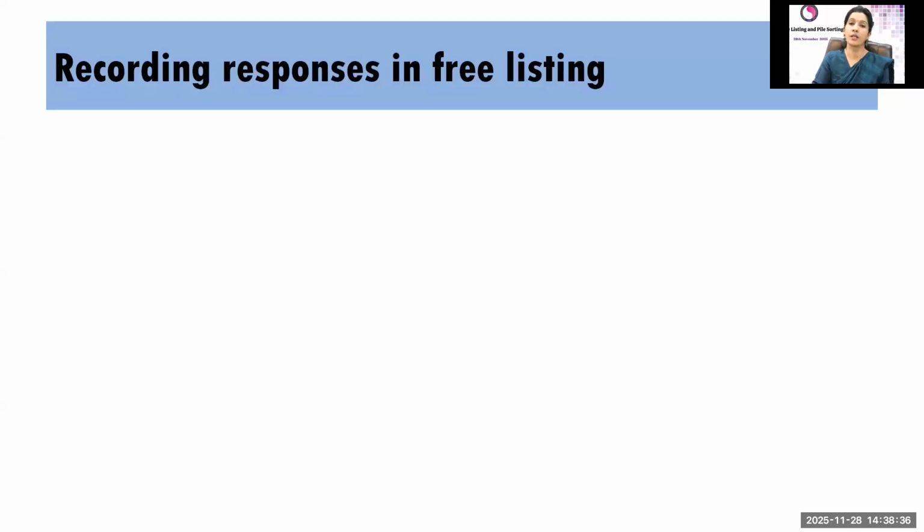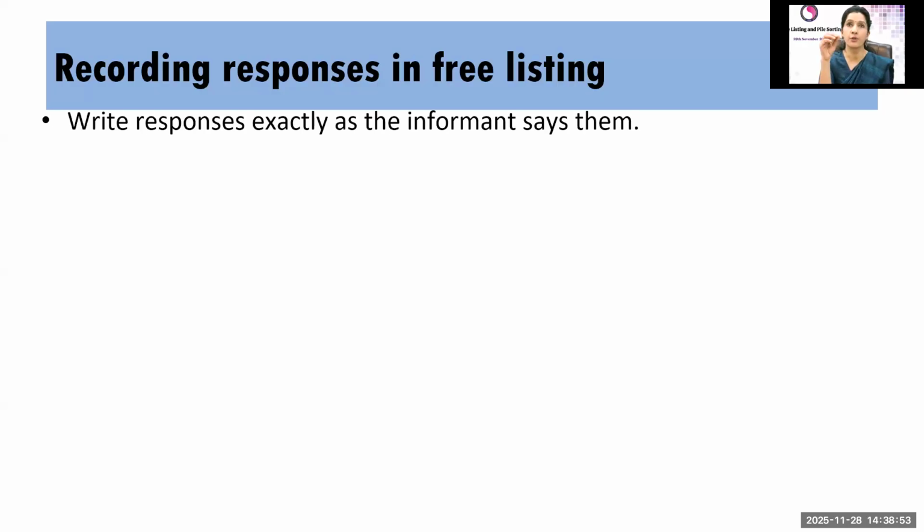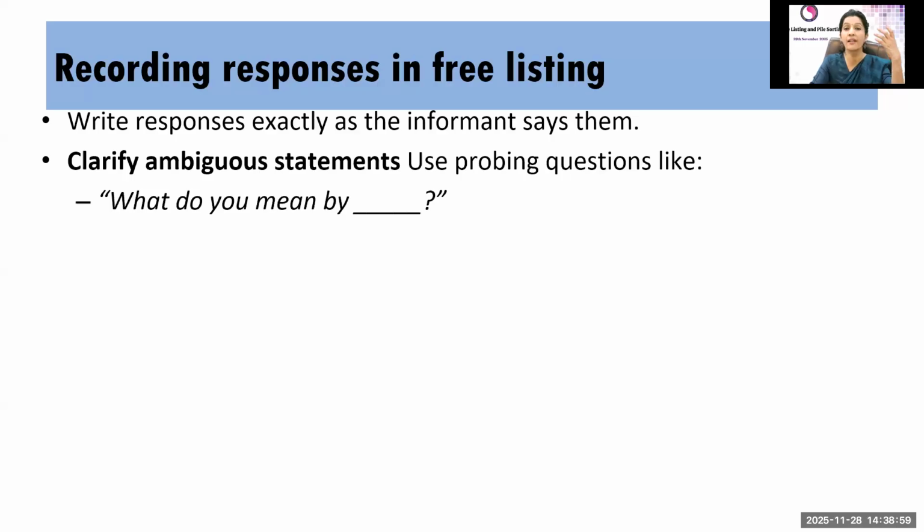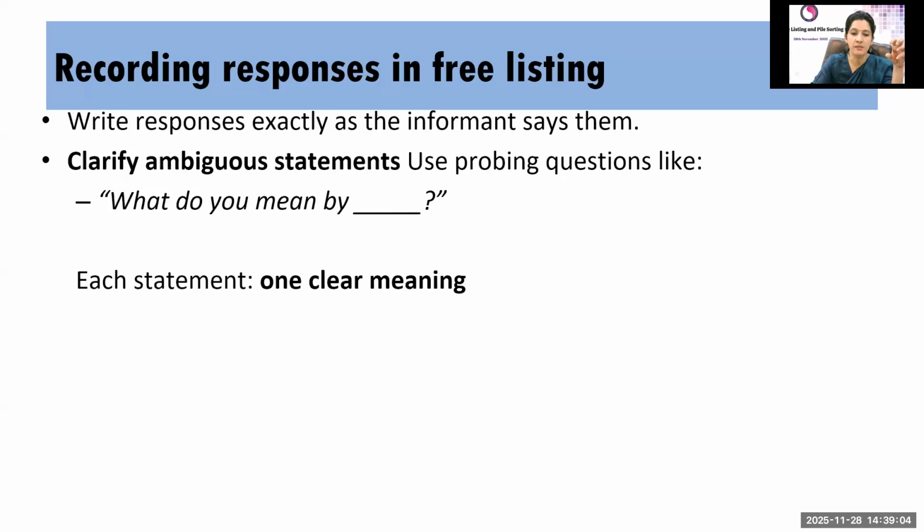So how do we record the response in free listing? Generally, it can be done in two ways. If the participant is literate, you can give them paper and they can write it. If they are not literate, you may ask them to repeat and you can write it down on a piece of paper. But you should write responses exactly as they have said them, and you should clarify the meaning: what do you mean by this?